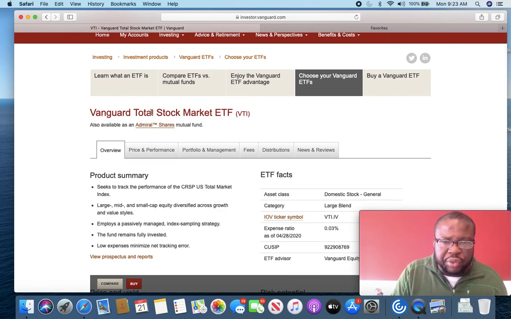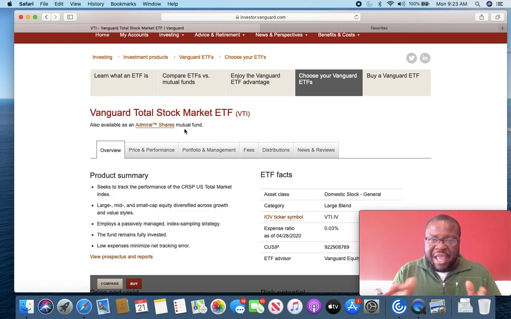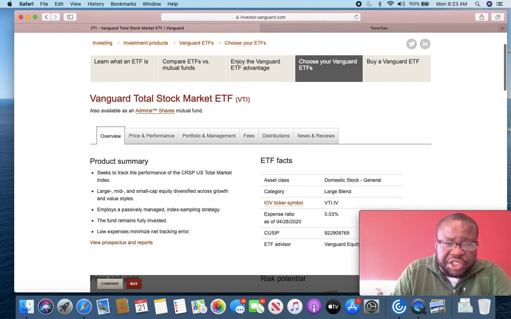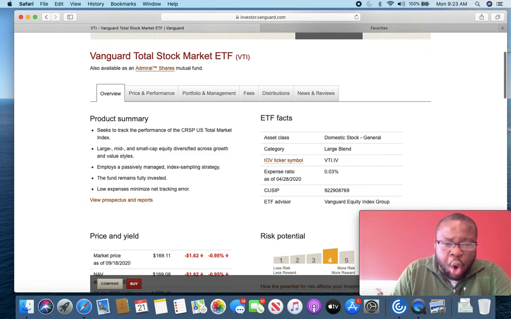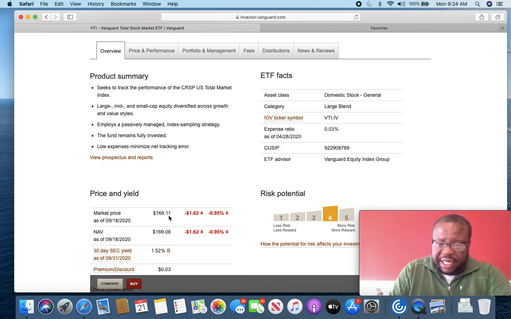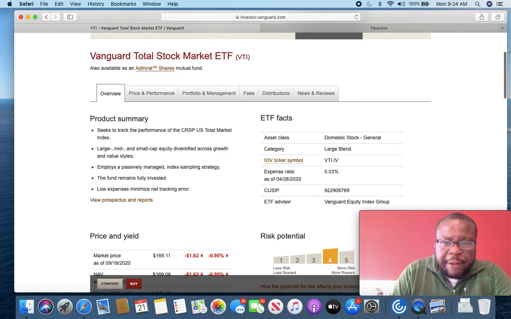You see here where it also says also available as an Admiral Shares mutual fund. But then you're going to need at least $3,000, right? If you don't have that, you can say, well, I don't have the $3,000 for the total stock market ETF, but all I need to get the ETF version is the price of one share, which as of the close of market on September 18th is $169.11. If you have that, you can buy one share of VTI, and you're going to see the great diversity and exposure you get.